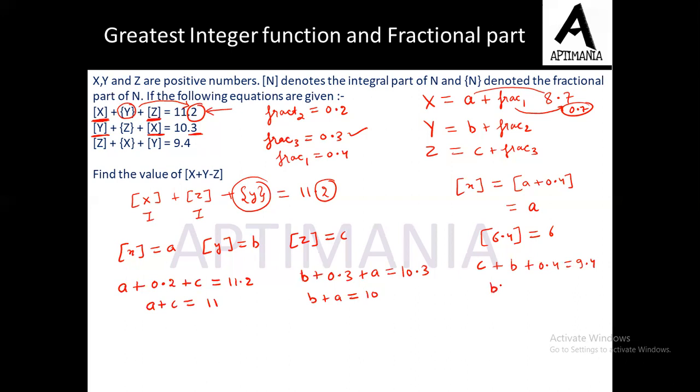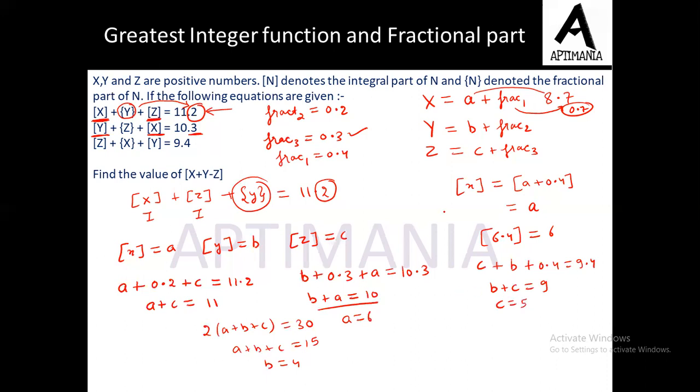So from here we get the value of b plus c, that is equal to 9. Now if we add all the three equations, we get twice a plus b plus c as 30, or a plus b plus c comes out to be 15. Out of which a plus c is 11, so b is 4. Now if b is 4, a must be 6 from the second condition, and if b is 4, then c must be 5.